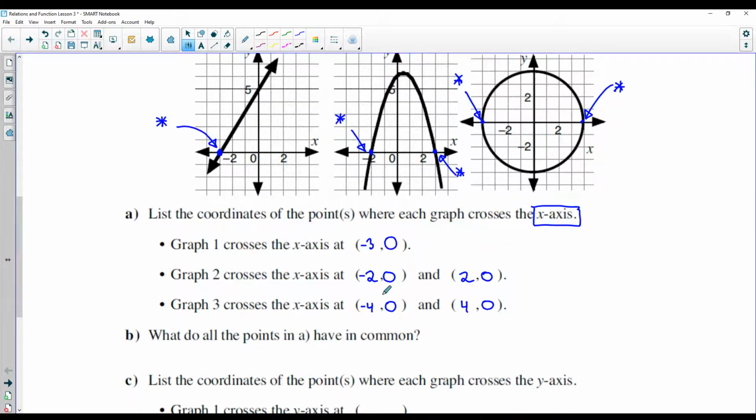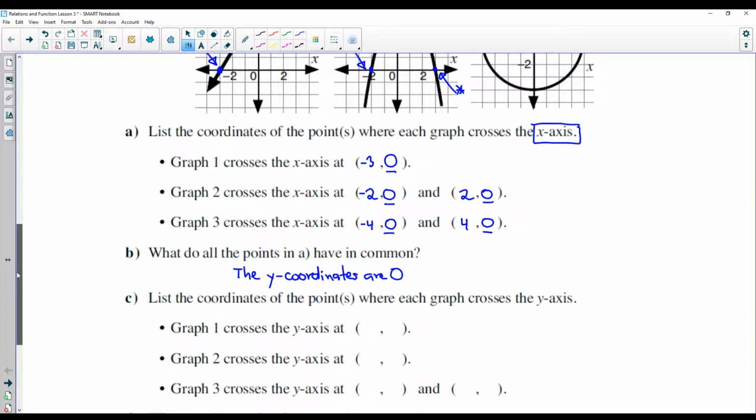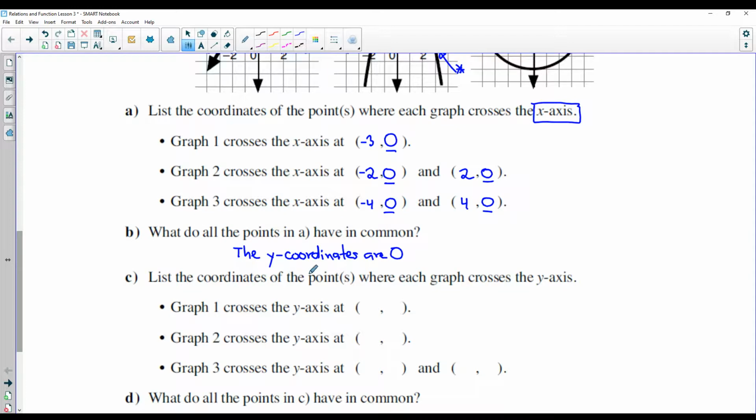B asks, what do all points in A have in common? Well, if you look at them all, they all have the exact same y-coordinate. So all the y-coordinates are equal to 0. Okay, then C says list all the coordinates of the points where the graph crosses the y-axis.